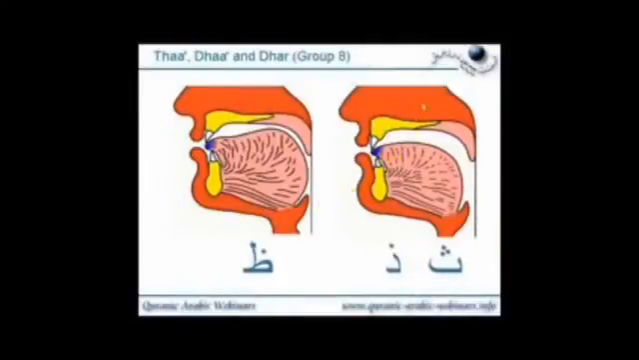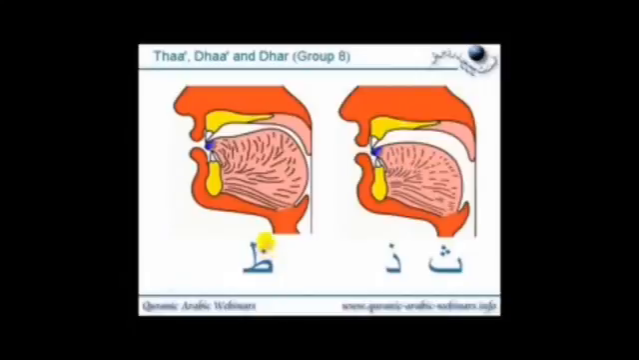Group 8 is where the tip of the tongue starts between the upper and lower teeth. So the letters in group 8 is the letter Tha, Tha, and then we have the letter Thal, Thal. So both of them, your tongue is just between your upper and lower teeth. So not right outside your mouth, i.e. it's not protruding outside the lips, but still just between the 2 front teeth.